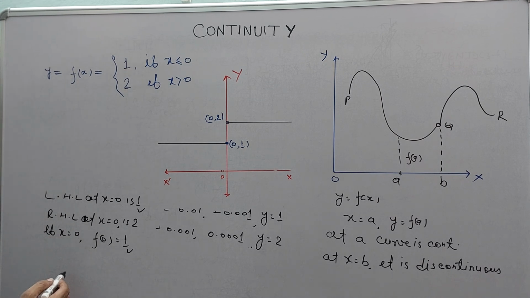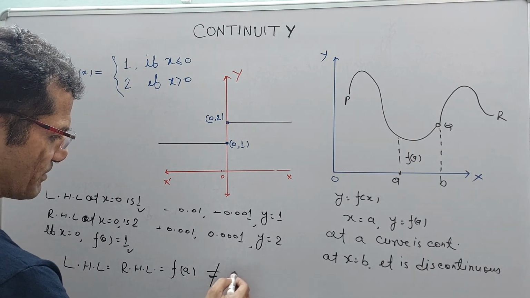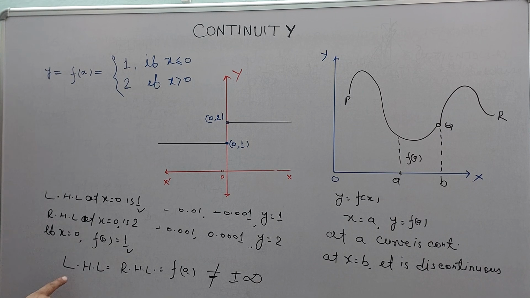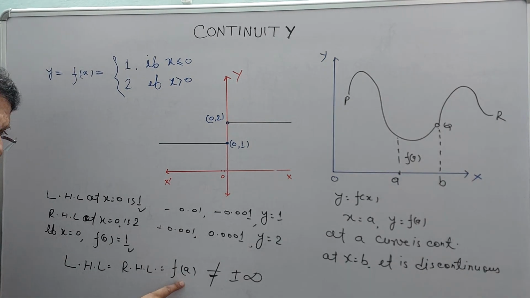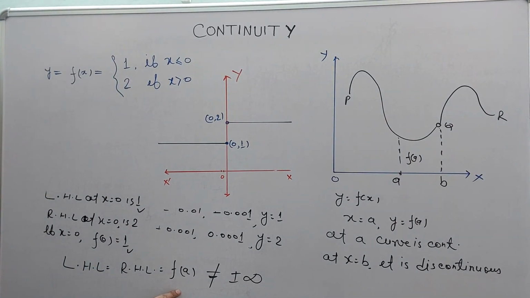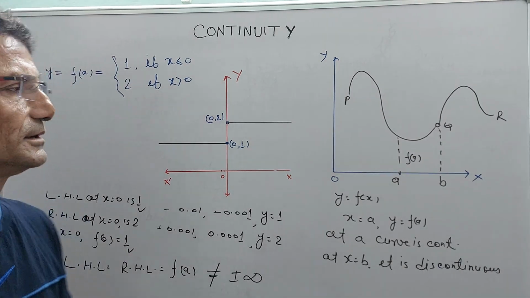So for continuity we have the formula: left hand limit is equal to right hand limit is equal to the functional value. Let us suppose we are calculating the left hand limit at x equal to a. Also this value should be defined and not plus or minus infinite. The function should be defined at x equal to a, and the value should not be plus or minus infinite. Then we say that the function is continuous.